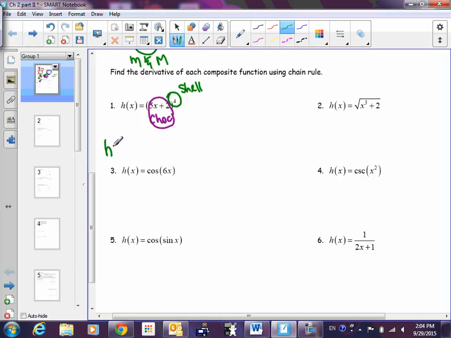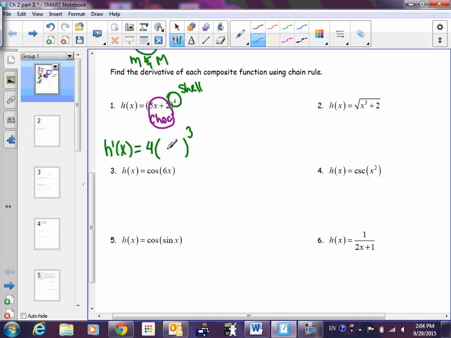So when we're trying to find h prime of x, when we're trying to take this thing's derivative, the first thing we do is derive the shell. So again, let's take an M&M, let's put it in our mouth, and let's remember, only the shell is dissolving. So forget about the chocolate for a minute. What do you do when you have something to the 4th power? How do you take that derivative? Multiply by the coefficient. The 4 goes to the front, and then what would the new power be? 3. Okay, that's dissolving the shell.